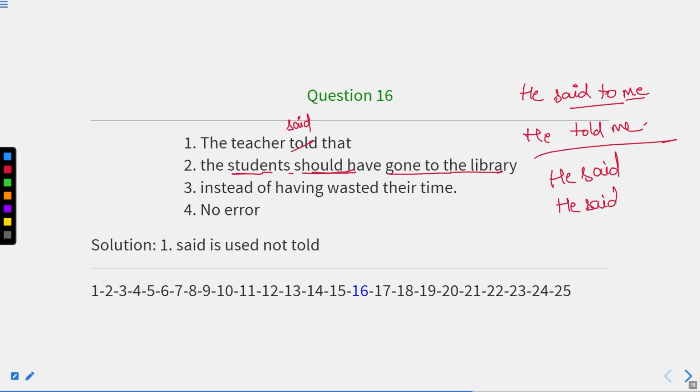I cannot use the word told because told can be used only when after it we have an object. But if we do not have an object, we cannot write told. Instead, we should write said only. It means told is a transitive verb. If we have an object after it, we can use the word told. Otherwise, we won't. So here the correct word is said, not told. So the error is in the first part of the sentence. I hope this much is clear to you all.